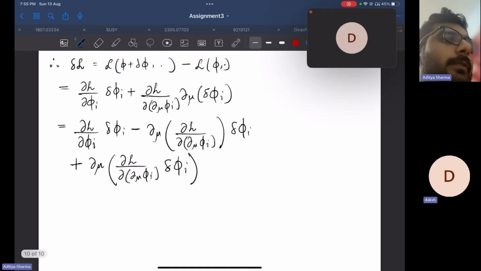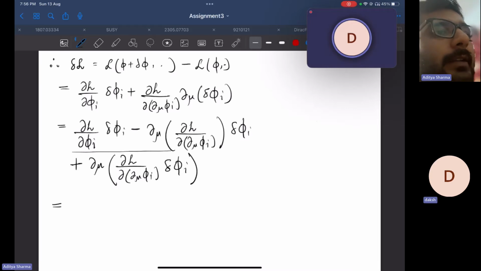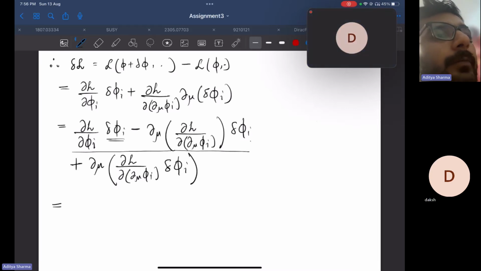Fine. This is fine, no? This much is clear. Yes, sir. So this is the Euler-Lagrange equation. You take delta phi_i common, and you're getting the equation of motion.